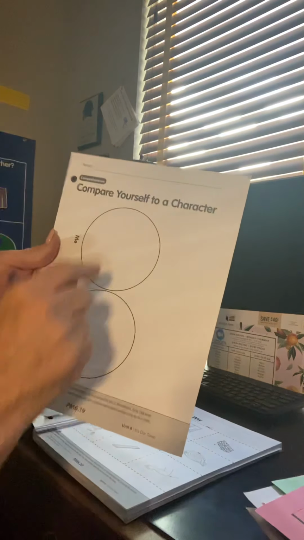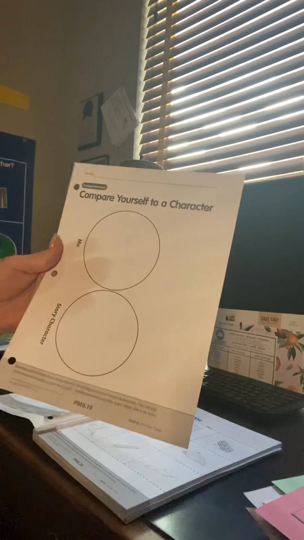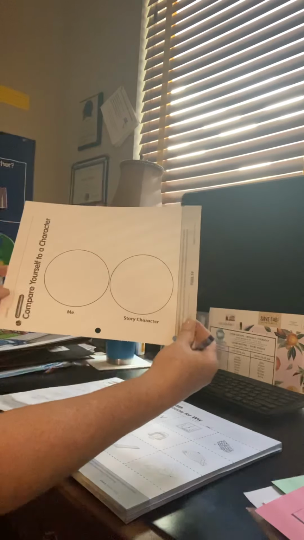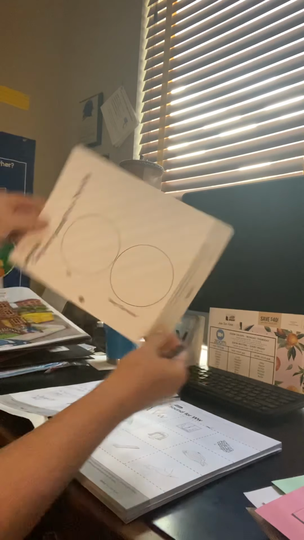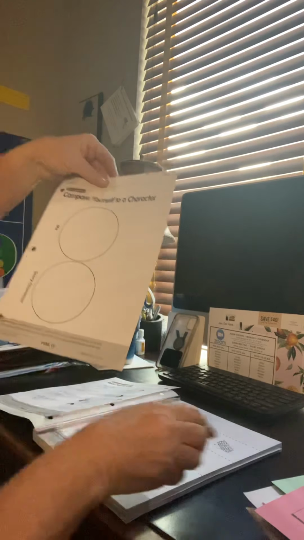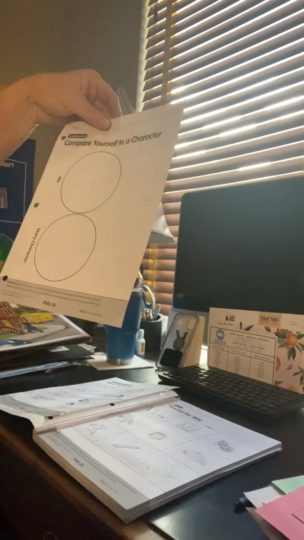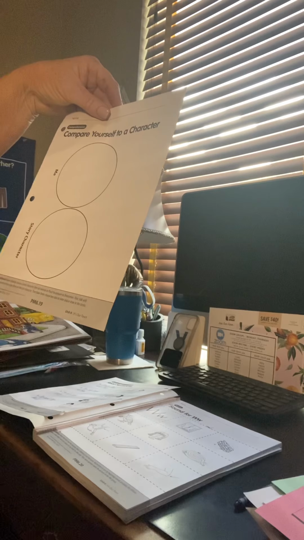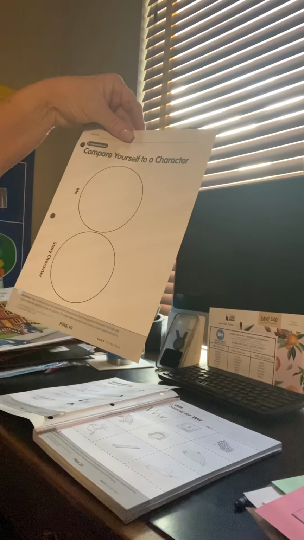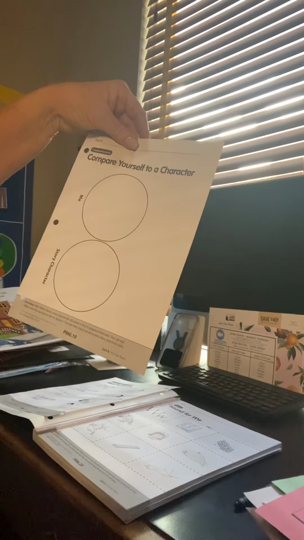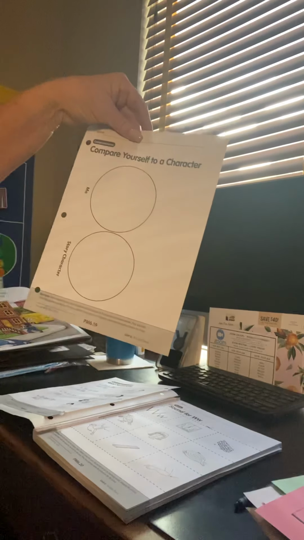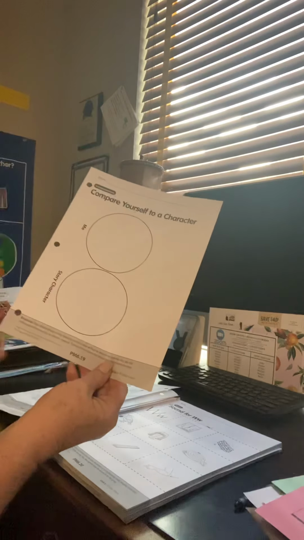Now, the next page says, compare yourself to a character. So we've got 2 circles here. This one says me, and this one says story character. So I was going to say, should we do it like this? It doesn't really matter. I think I'll just leave it like that. Okay, it says have children choose a story character. Now this says the old woman or Paco, and I'm not sure because I don't remember reading a story about an old woman or Paco. So let's just do Paco, okay, or one of the characters in the story.